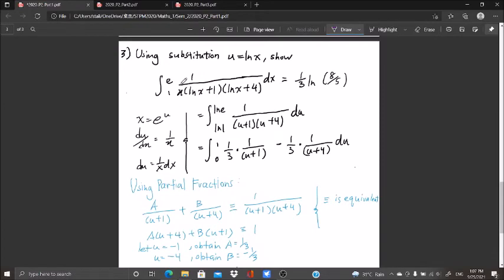Number 3, using the substitution u equals ln x, show that the integration from 1 to e of 1 over x times (ln x plus 1)(ln x plus 4) dx equals 1/3 ln (8/5). Since they are giving us the hint, substitute u equals ln x, so we had better use the hint given.